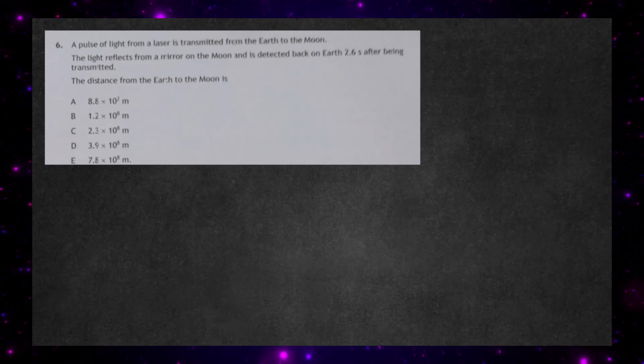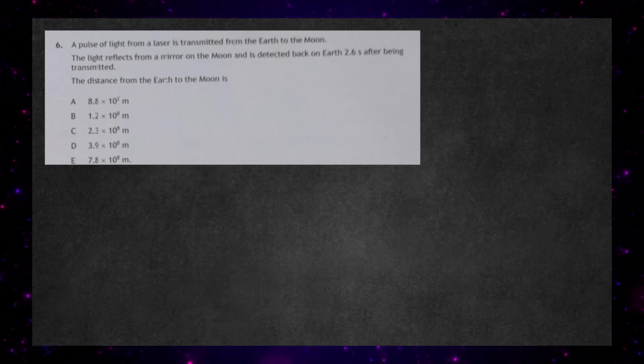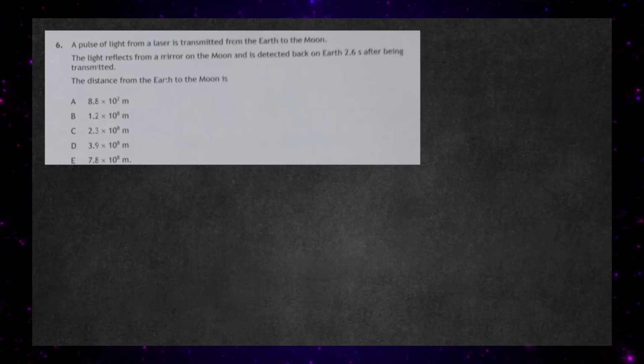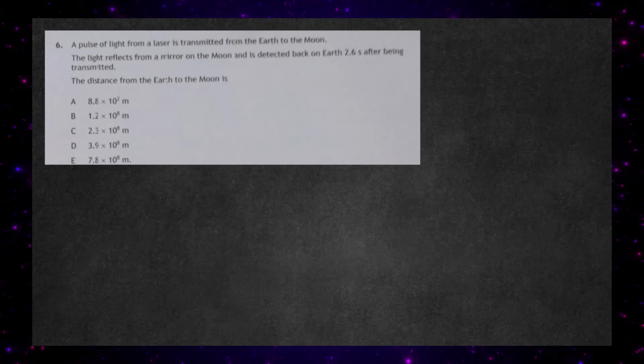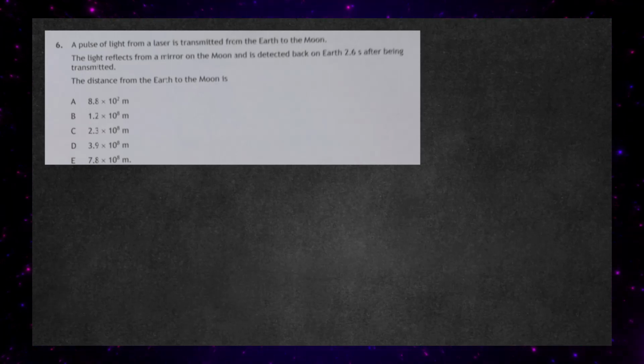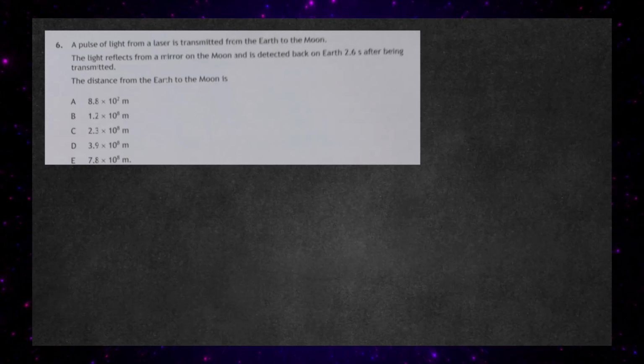Question 6 from Section 1 of the 2024 National 5 Physics Exam from the SQA. A pulse of light from a laser is transmitted from the Earth to the Moon. The light reflects from a mirror on the Moon and is detected back on the Earth 2.6 seconds after being transmitted. I'm being asked to find the distance from the Earth to the Moon.